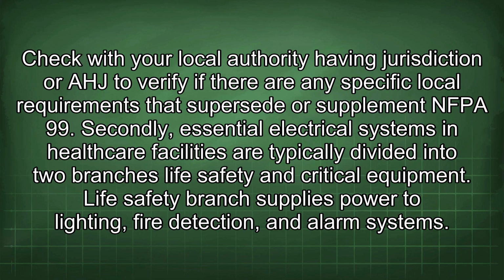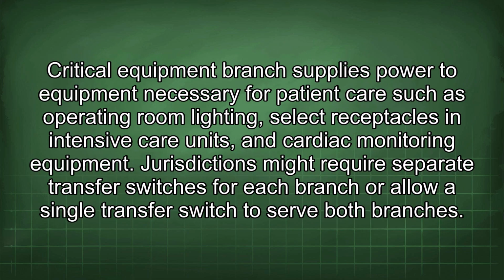Secondly, essential electrical systems in healthcare facilities are typically divided into two branches: life safety and critical equipment. Life safety branch supplies power to lighting, fire detection, and alarm systems. Critical equipment branch supplies power to equipment necessary for patient care such as operating room lighting, select receptacles in intensive care units, and cardiac monitoring equipment. Jurisdictions might require separate transfer switches for each branch or allow a single transfer switch to serve both branches.